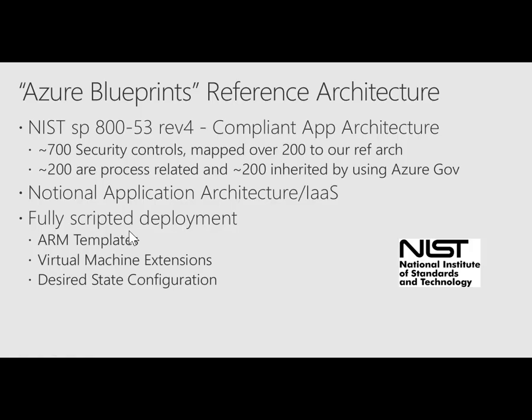So here's the slide that talks about the specific controls that I was talking about in the previous demonstration. This is the NIST SP 800-53, about 700 controls. 200 of them are process controls. And then 200 of these controls are inherited just by virtue of using Azure Gov. And these scripts are comprised of ARM templates. We had to write virtual machine extensions. In addition, some desired state configuration code as well that you can take a look at and use in your projects.